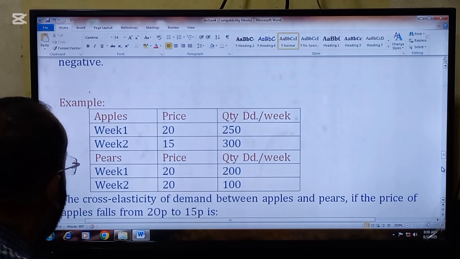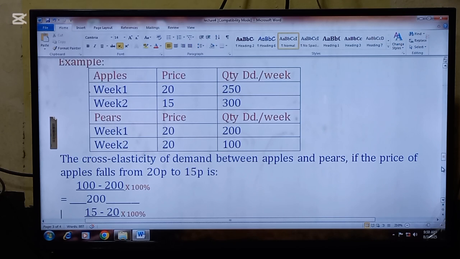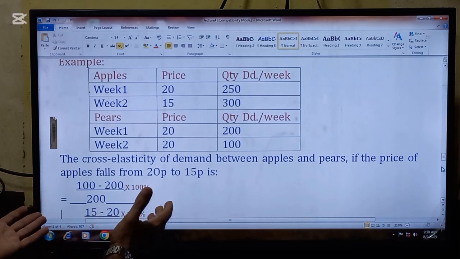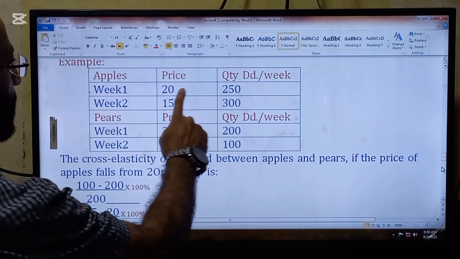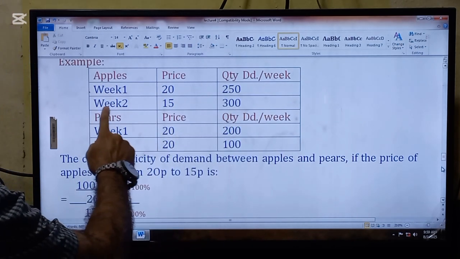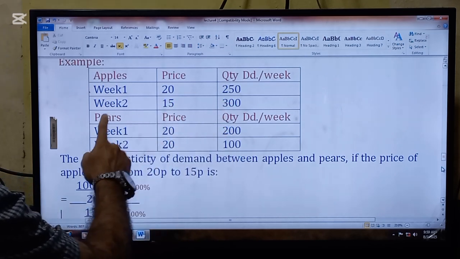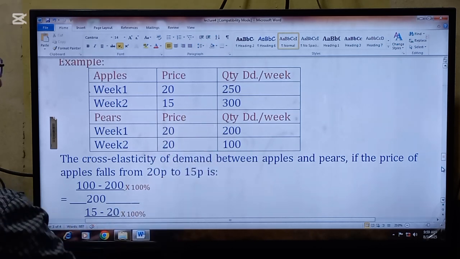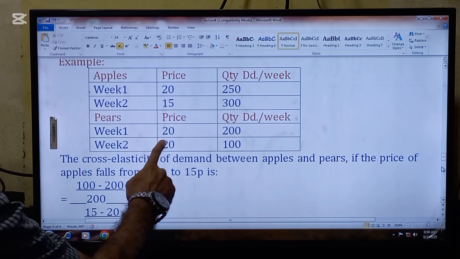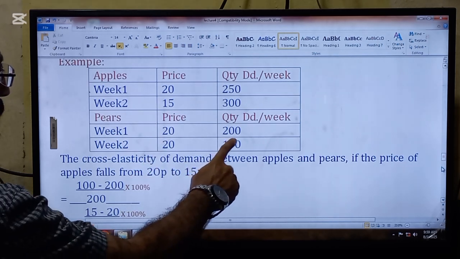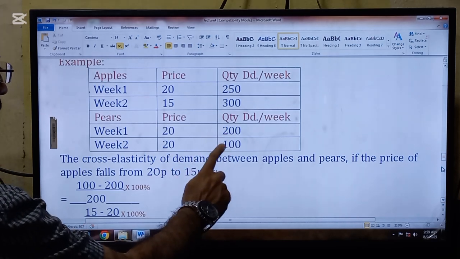And here is an example. Look now. This is the example for you to understand how a numerical question of this topic comes in the paper. Apples: price and quantity demanded per week. In week 1, the price was 20 and the quantity demanded was 250. In week 2, the price was 15 and the quantity demanded was 300. Whereas for the pears, in week 1, the price was 20 and the quantity demanded was 200. In week 2, the price is the same, but the quantity demanded is 100 now.